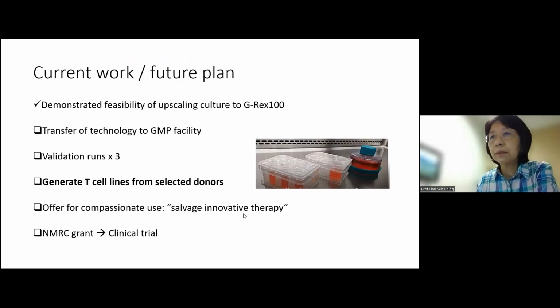So with that work, we are now ready to embark on the project of setting up a third-party VST bank. Firstly, we upscale the production from G-Rex 2 cm square base area to G-Rex 100 cm square. We will then transfer technology to a GMP facility, and they will need to do 3 validation runs. After that, we will generate T cell lines from these well-characterized selected donors when they come for their next platelet pheresis, and hope that they will agree to give their clones again. The plan is to offer it for compassionate use under the salvage innovation therapy under MOH CTGTP directives, collect enough clinical data, and make my third attempt to apply for an NMRC grant to do a proper clinical trial.